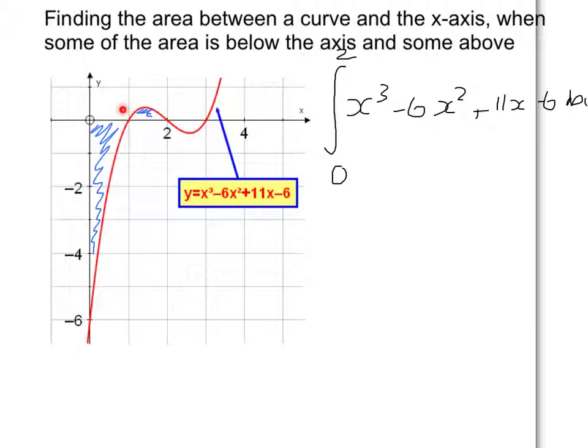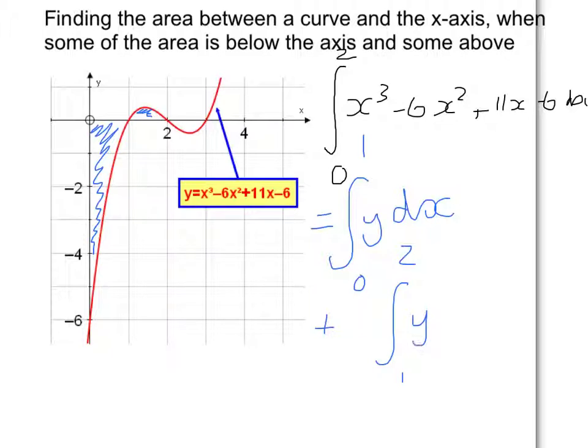So in order to be able to work out the correct total area, we need to split the integral into two parts. We need to integrate between 0 and 1 to start off with, the function with respect to x, and then we also need to integrate between 1 and 2, the function with respect to x.